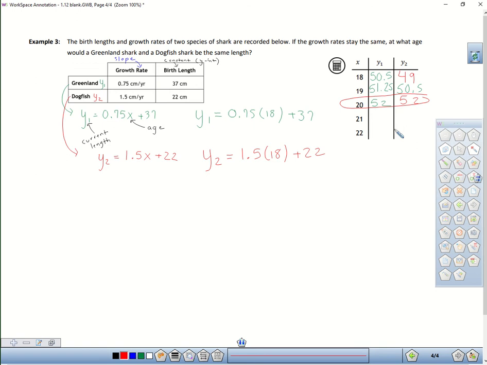And if I kept plugging in values, what do you think would happen? Dogfish sharks would eventually grow to be a lot longer than the Greenland sharks. Yeah, exactly, because its growth rate is faster. Does that make sense to everybody how that works?